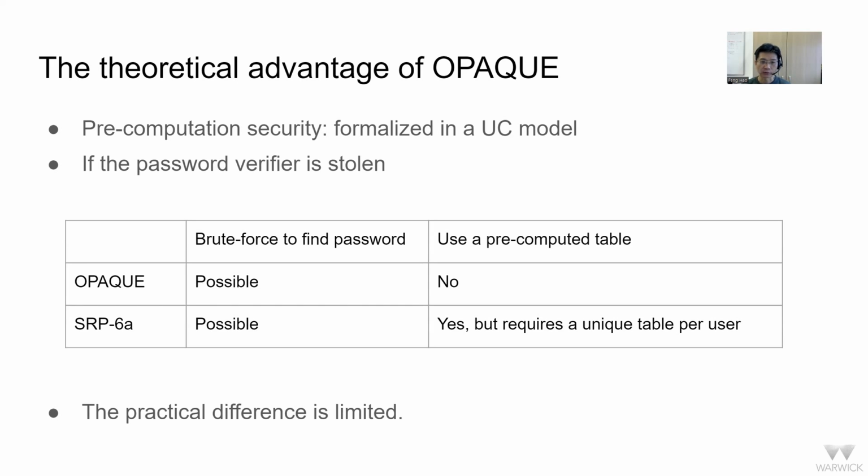The difference between the two is that for OPAQUE, the attacker cannot use a pre-computed table. But for SRP6A, it's possible for the attacker to use a pre-computed table, but the attacker has to use a unique table for each user. So this requires a large amount of pre-computation and also a large amount of memory storage. So if you look at these two, we should see that the practical difference between the two is actually small.